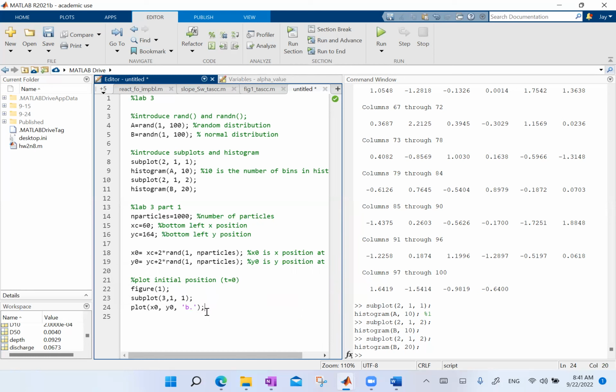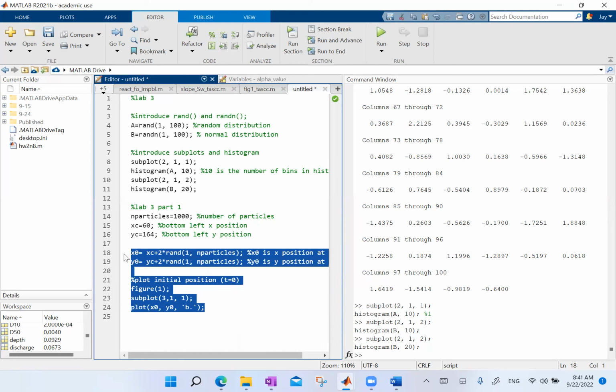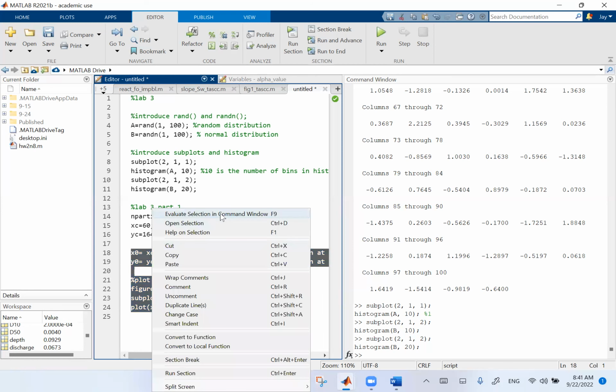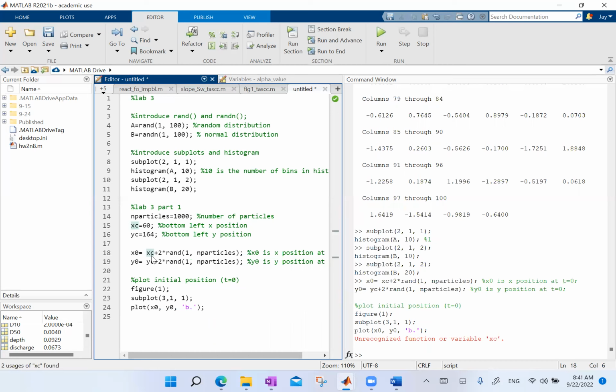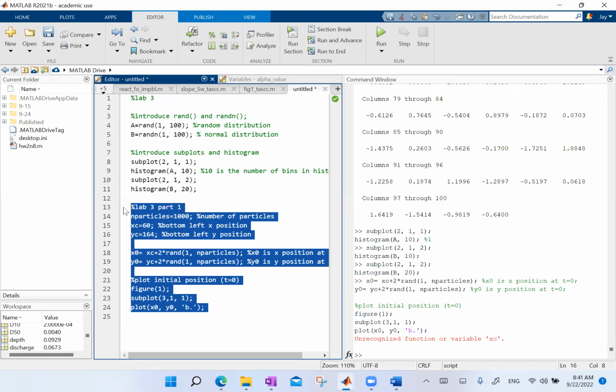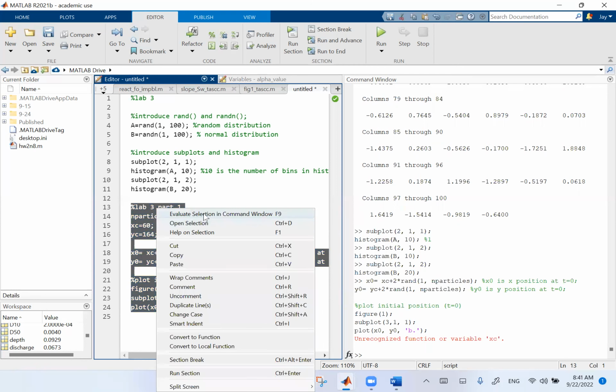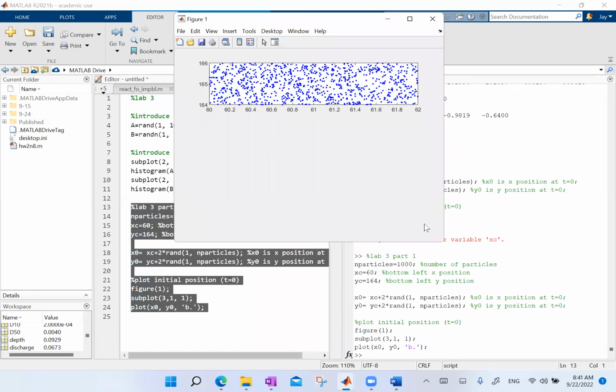And that should give me the plot. So let me run this part. So I want to evaluate this. Oops, xc with xc. Did I not define xc? Oh, I said xc. I didn't include the xc. Sorry. So let me run this whole thing, part 1. All right, so that's what it looks like.